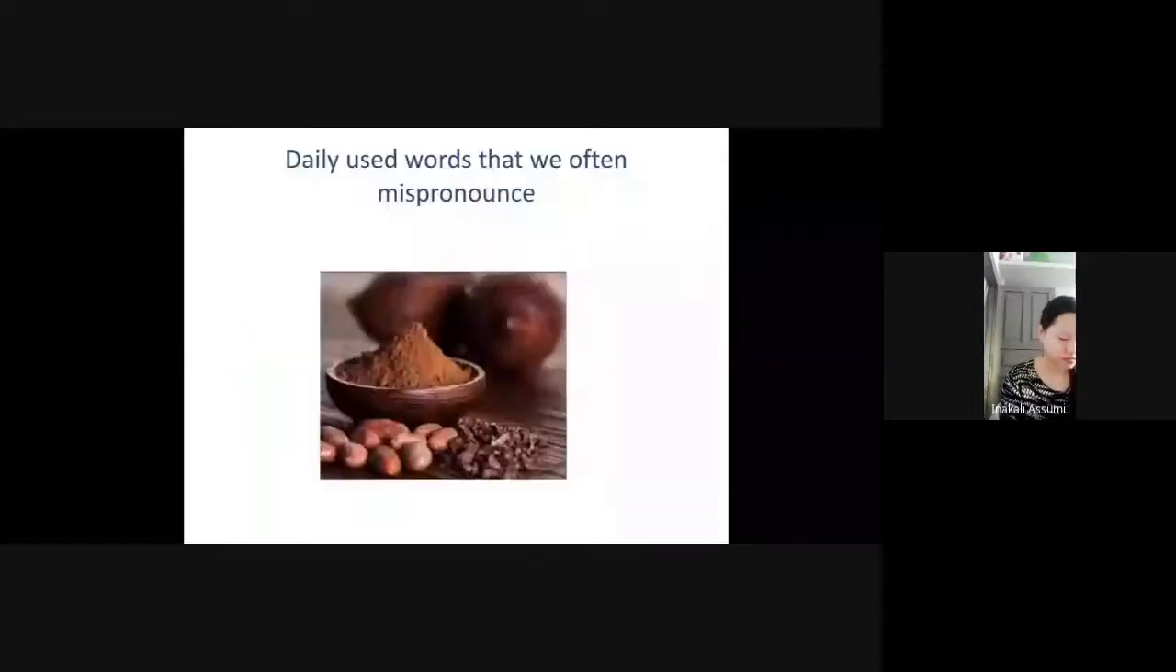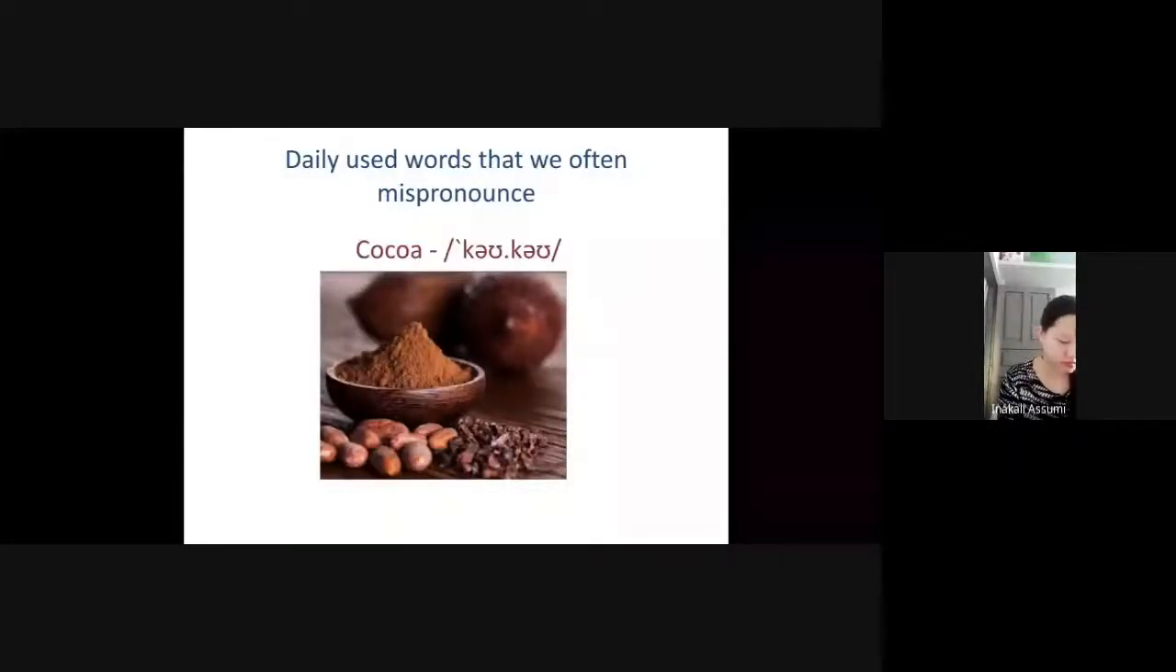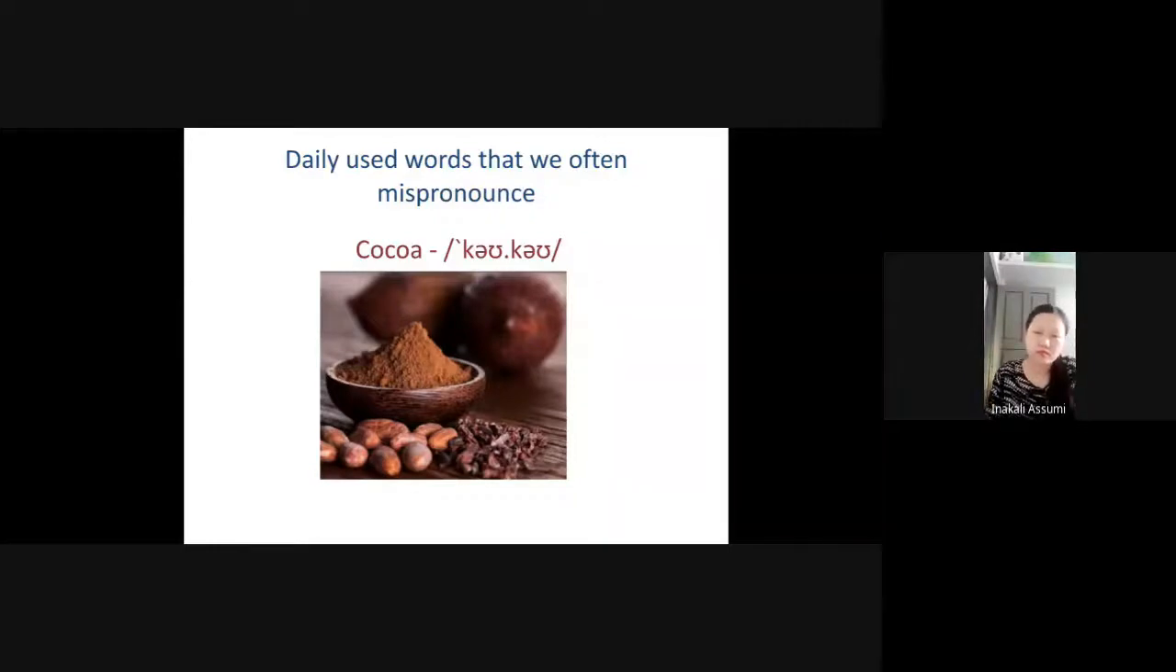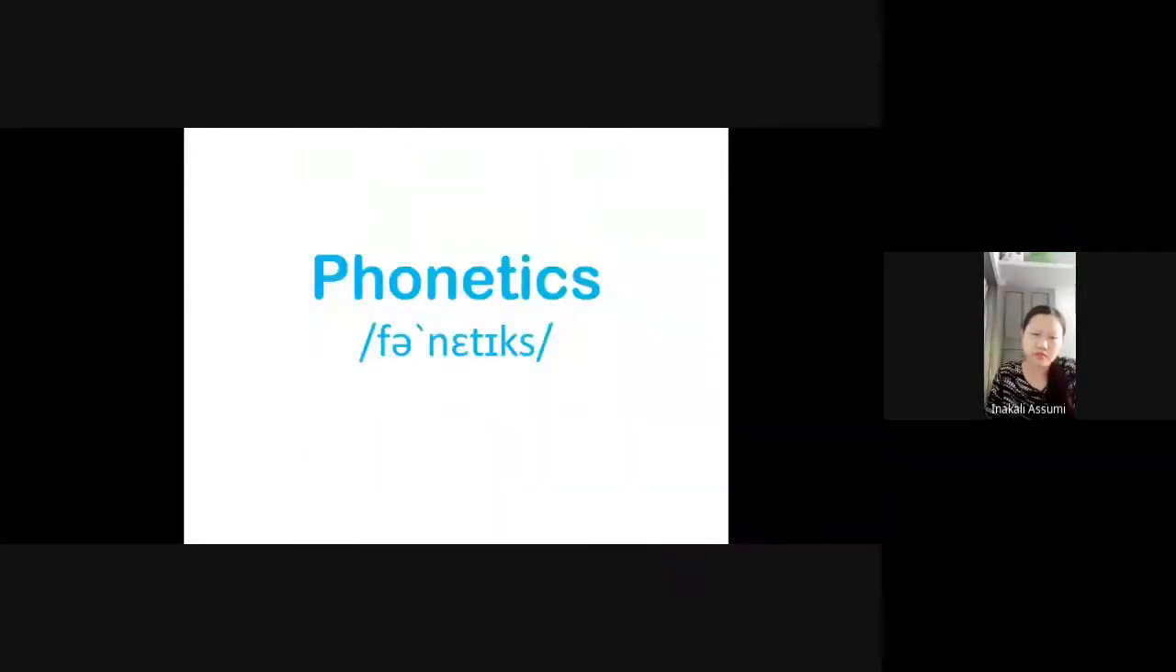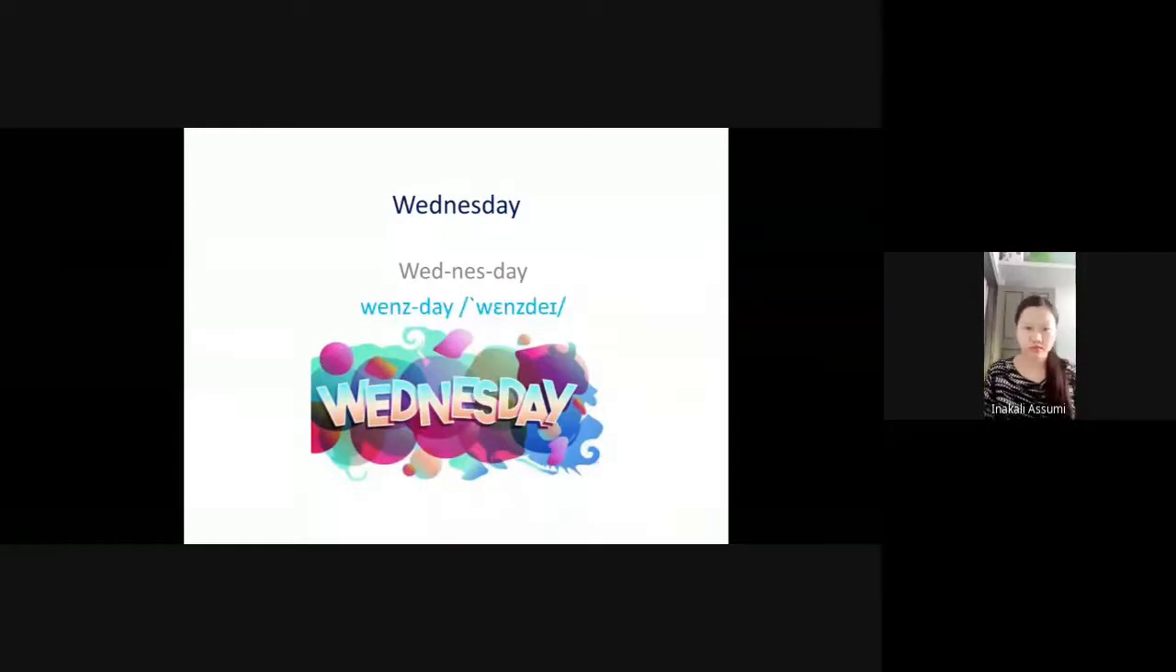And here are some daily used words which we often mispronounce. We usually say gokwa, but it's goko. You will see the phonetic description just near the spelling. And the next is phonetics. I hear people say phonetics, but it's phonetics. And one of these is also very common. According to the spelling, it would come to Wednesday with 4 syllables, but in spoken English we usually pronounce it as Wednesday, only 2 syllables.